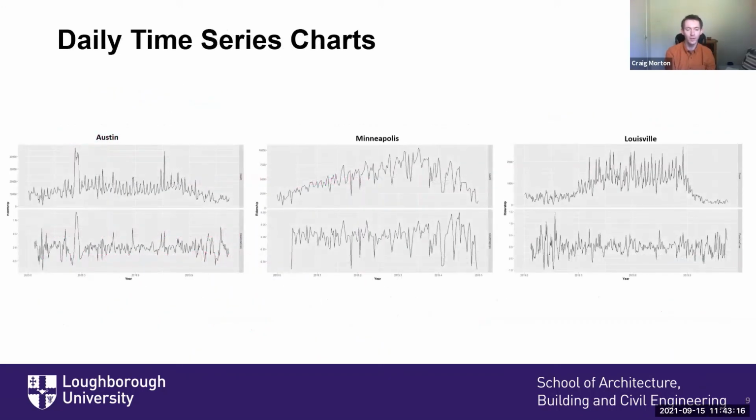These are the daily ridership patterns that we're observing throughout the time period of the trial for Austin, Minneapolis, and Louisville. The top part of these graphs are the raw figures. That's the cumulative number of rides occurring in any given day throughout the time period.